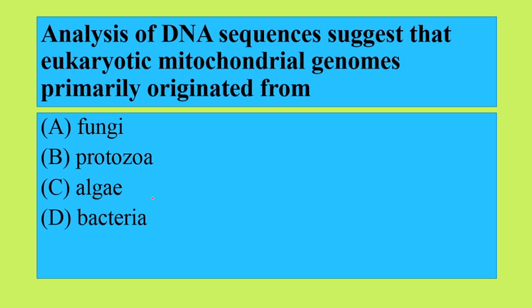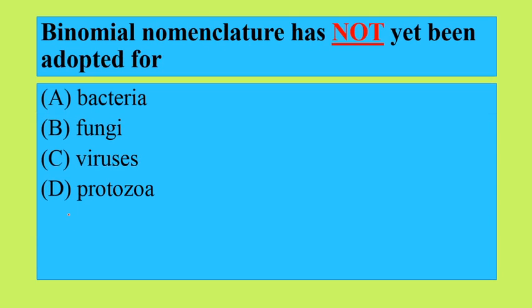Now, analysis of DNA sequences suggests that the eukaryotic mitochondrial genome primarily originated from which of the following? This question says that when we analyze DNA sequences, we get to know that the eukaryotic mitochondrial genomes found in cells primarily originated from which organisms. We have fungi, protozoa, algae and bacteria. The eukaryotic mitochondrial genomes primarily originated from bacteria. They were first found in bacteria.